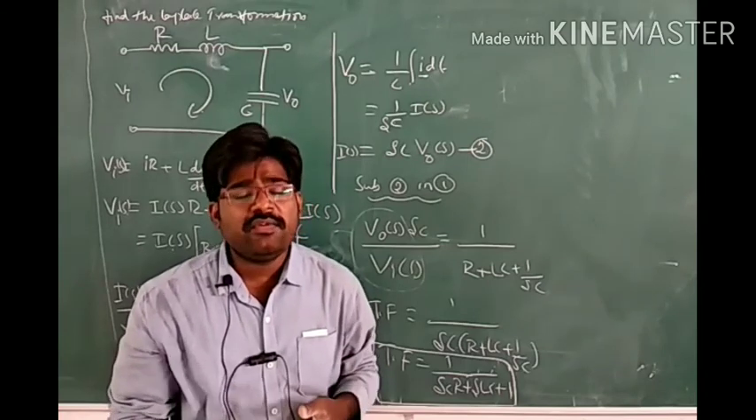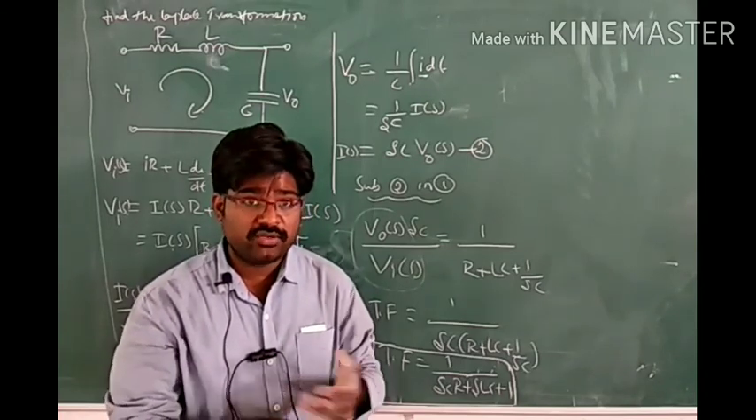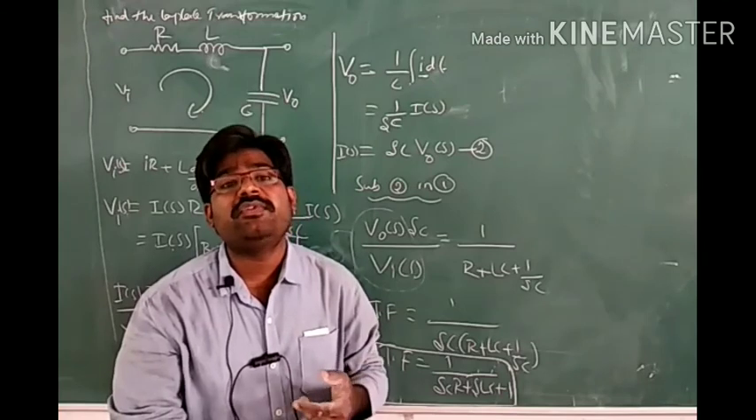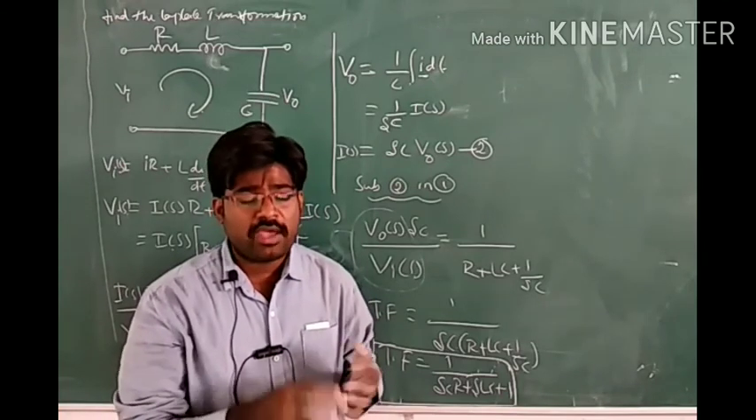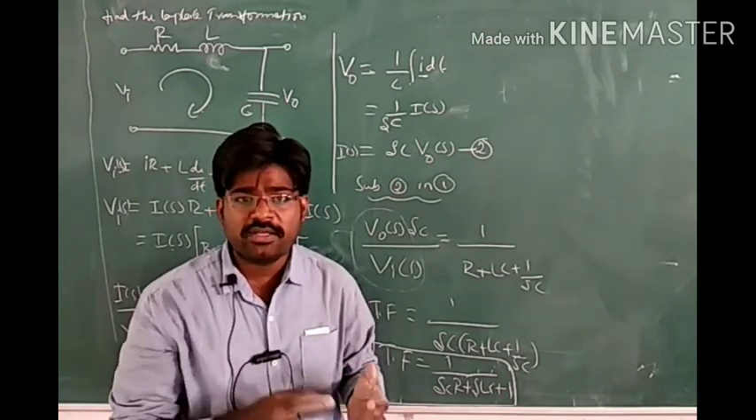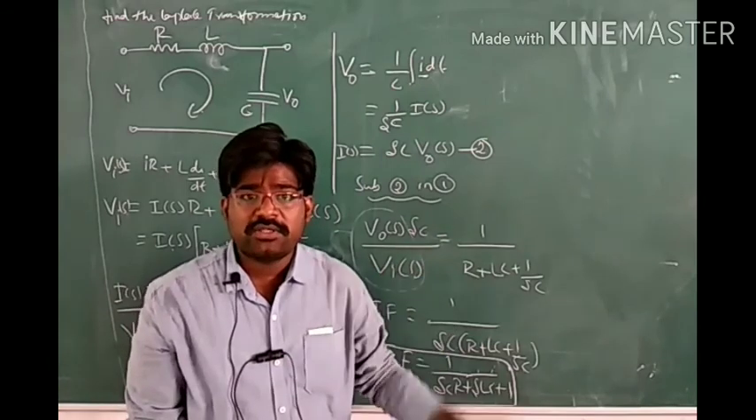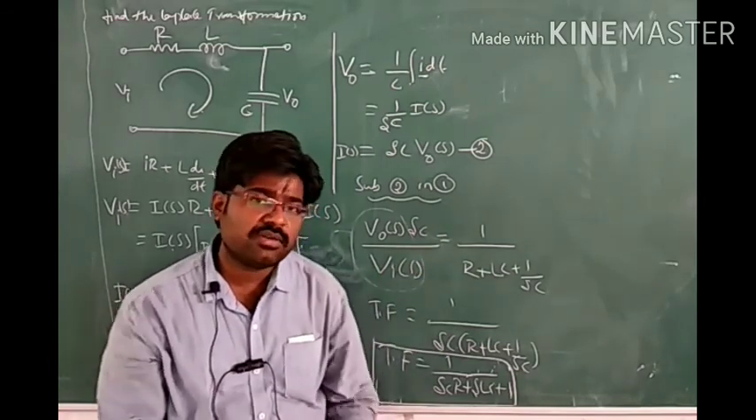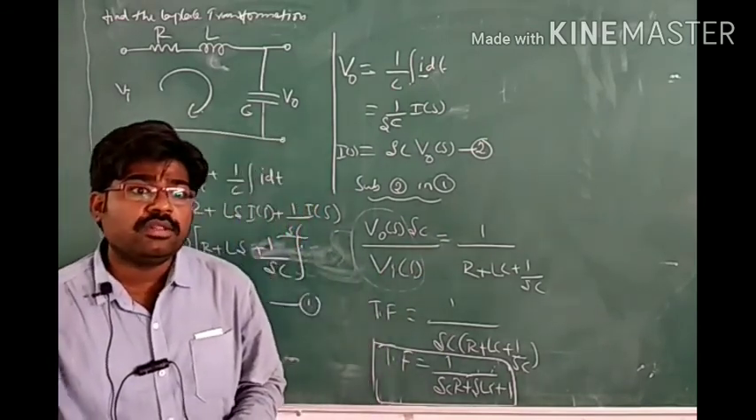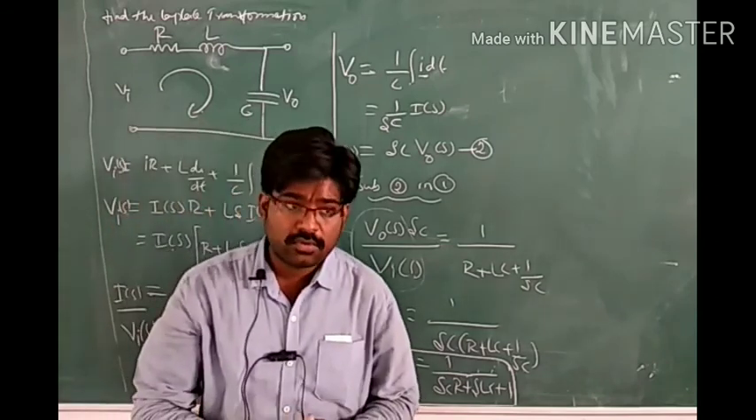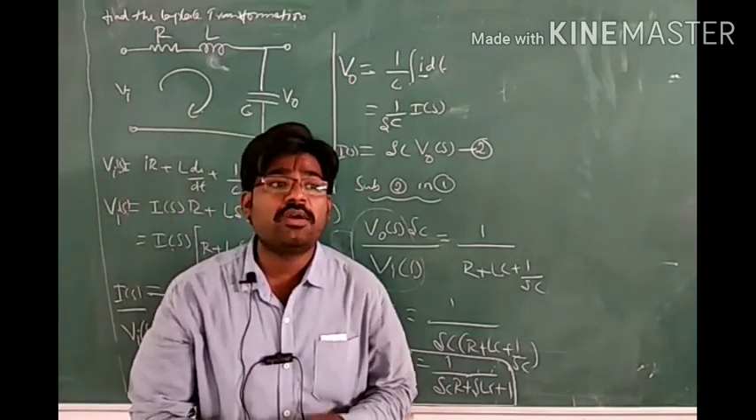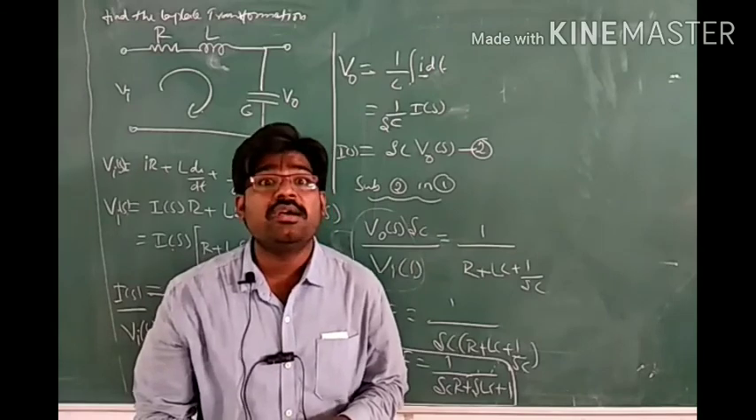In the next section we'll see what feedback actually is and what types of feedback there are. We have two types: positive feedback and negative feedback. We'll see the transfer function of positive feedback, the transfer function of negative feedback, and the transfer functions of closed loop and open loop control systems. Those we'll see in the next class.